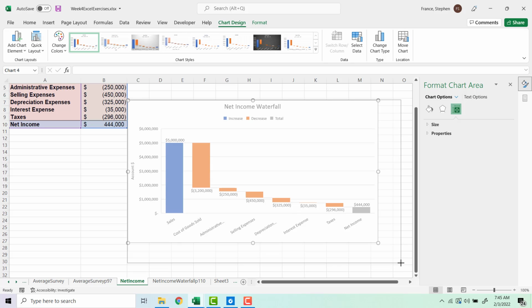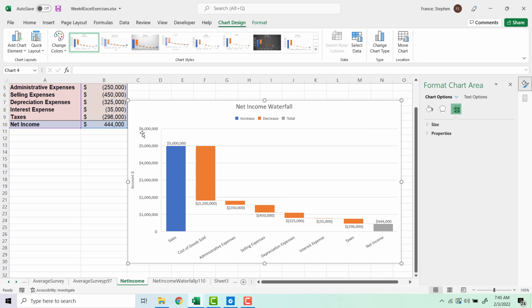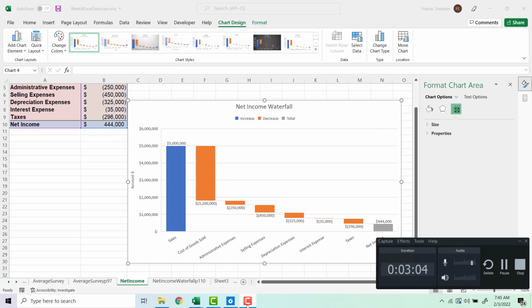So I think we'll just leave that be. We'll make it a little bit larger. And there we have it. We have the net income model.